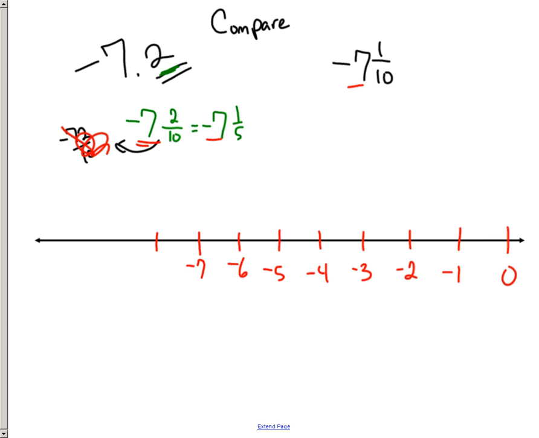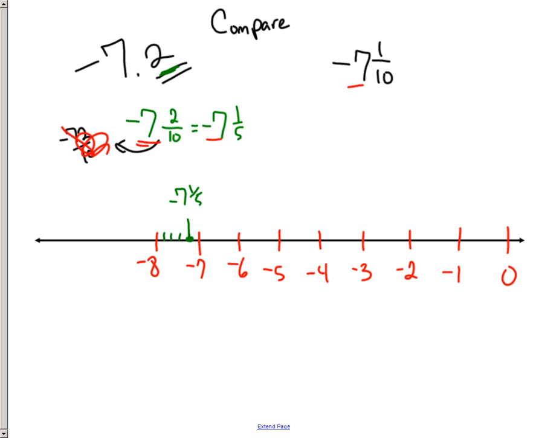And then I'm going to go 1 after. And I know it's going to be somewhere in here for both of these. It's going to be after -7. Now, let's count by fifths. Let's break up from here to the negative 8 into 5 equal sections as close as I can. Not perfect, but negative 7 and 1/5 would be right here.